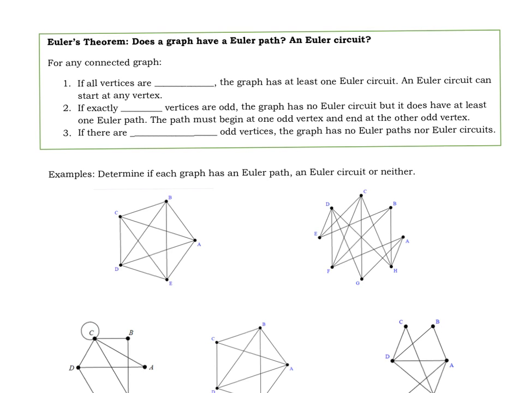All right, so now that we know what Euler paths and Euler circuits are, again, we're using every edge exactly once. A path does not have to begin and end at the same vertex. An Euler circuit must begin and end at the same vertex. How do we know if there is one?